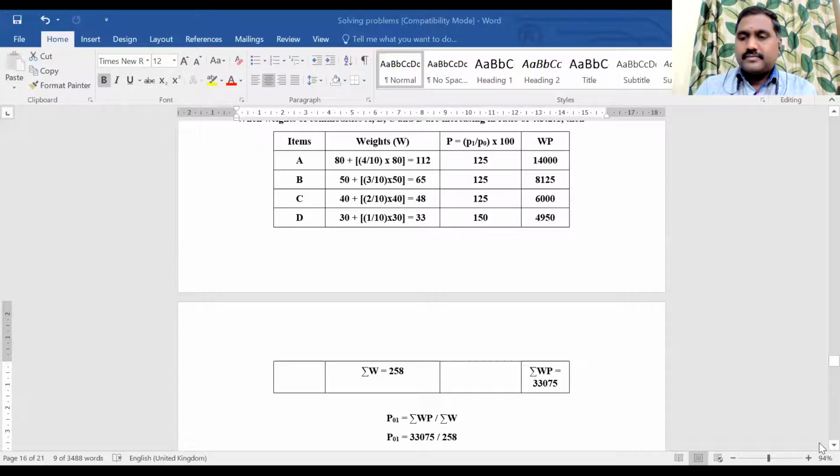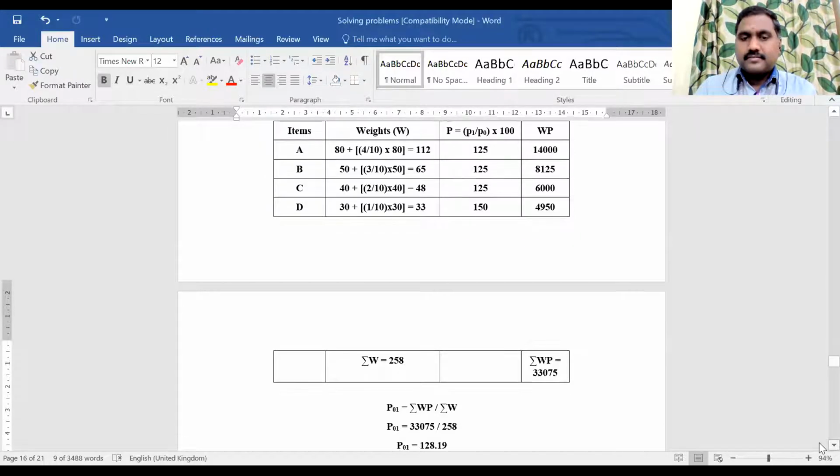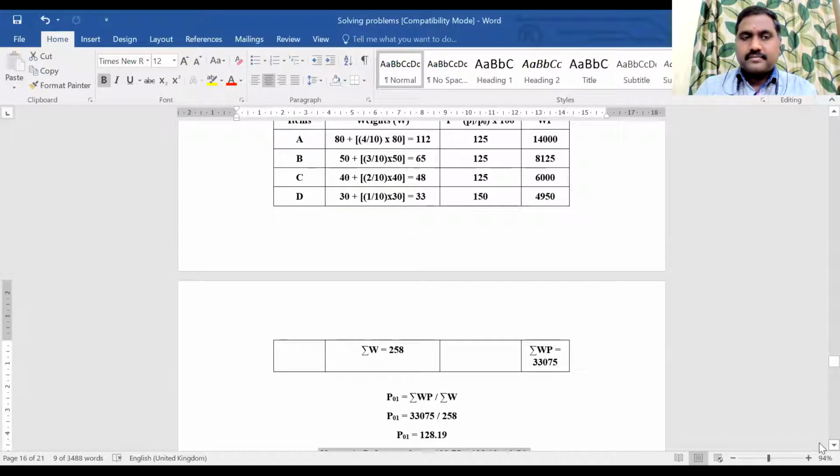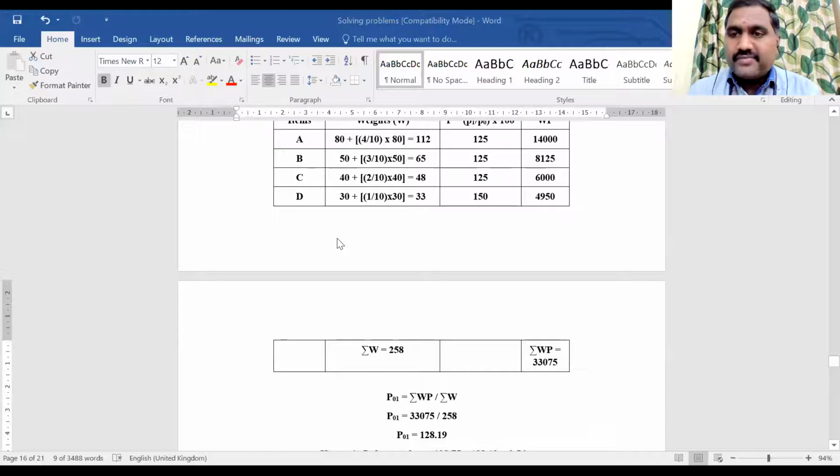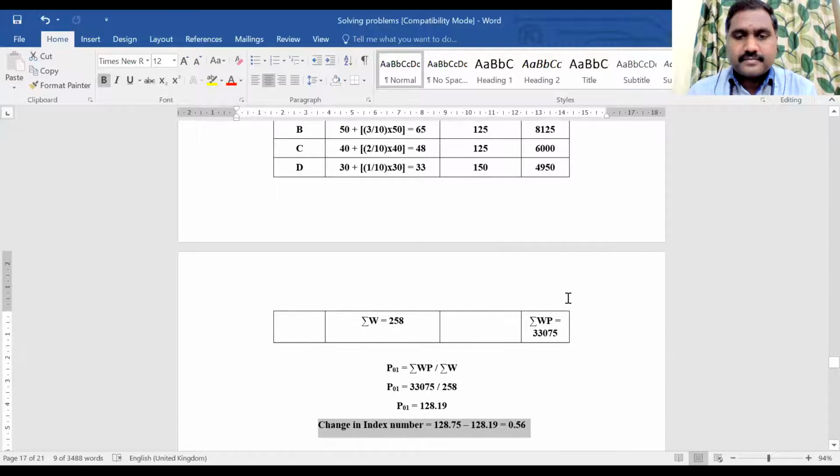Copy. If you have copied it, please tell me. Now we'll move to the next problem. Okay, any doubts in this method? If you have any doubts, please tell me.